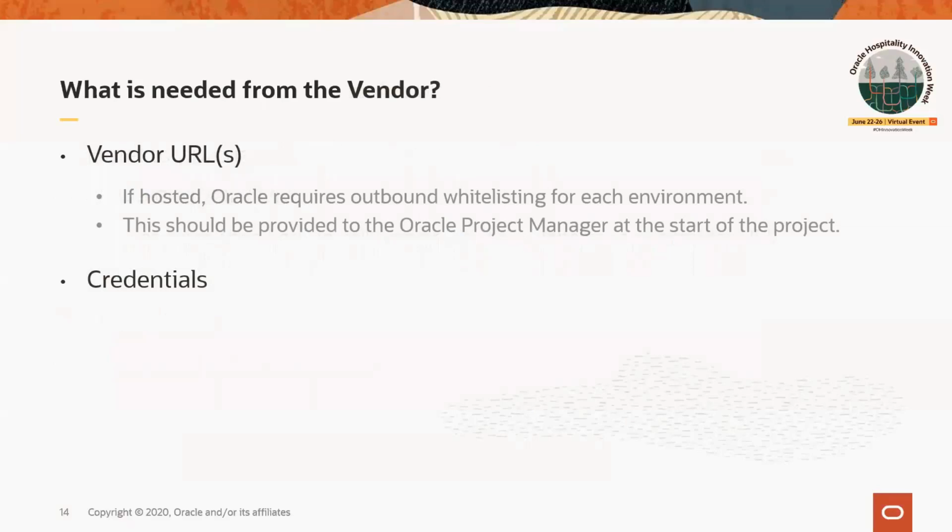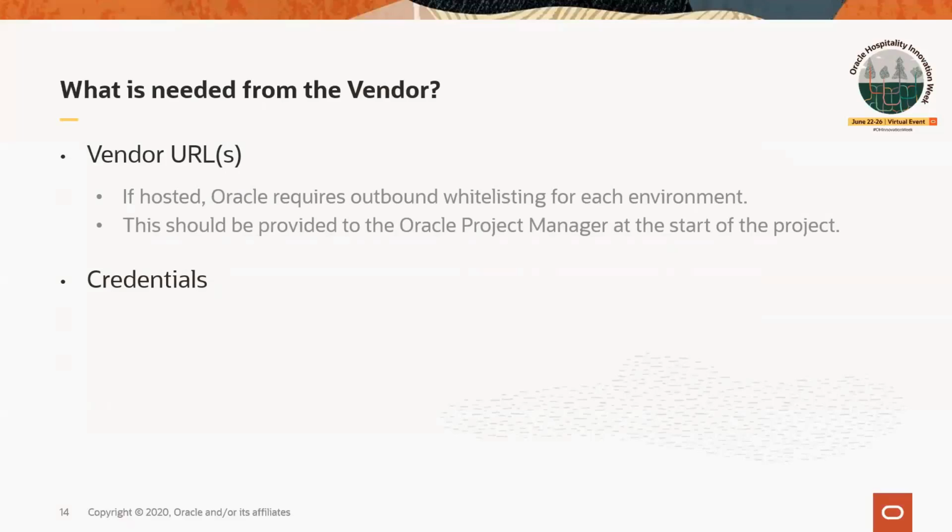Now, what's needed from the HTNG vendor? Well, the big one is the vendor URL. From premise, the hotel may require whitelisting outbound, so that needs to be provided to the hotel so they can enable that on their network. If hosted, Oracle requires outbound whitelisting for each environment. So the first time you install, or if using different URLs, different domains for each environment, then that needs to be done for each one.